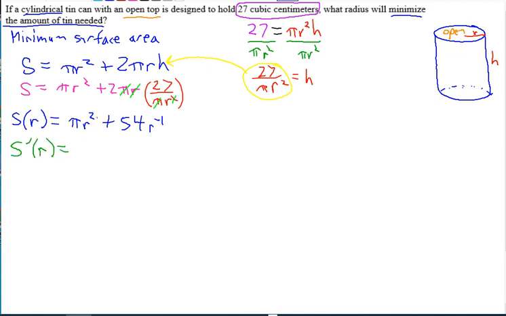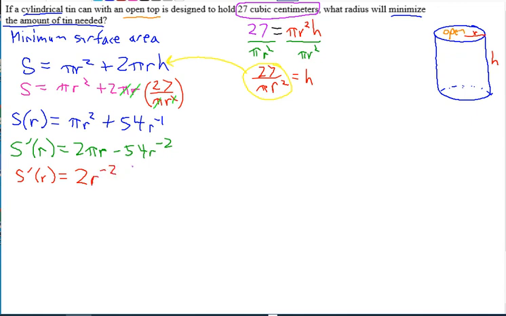derivative of pi r squared is 2 pi r. And then using the power rule, bring down the negative 1 times 54, so negative 54 r to the negative 2. And then to simplify this, let's use factoring on this one. So notice you can factor out a GCF of 2, and they both have r. Remember, you factor out the lower exponent, so r to the negative 2.